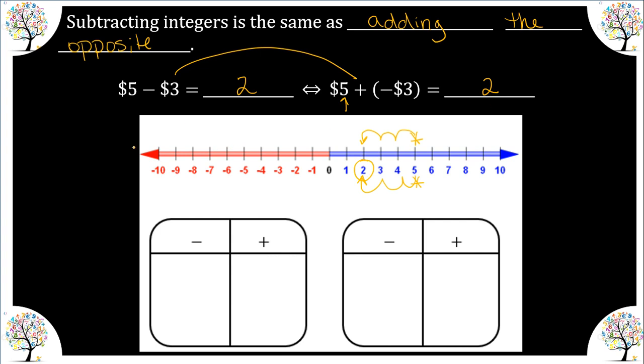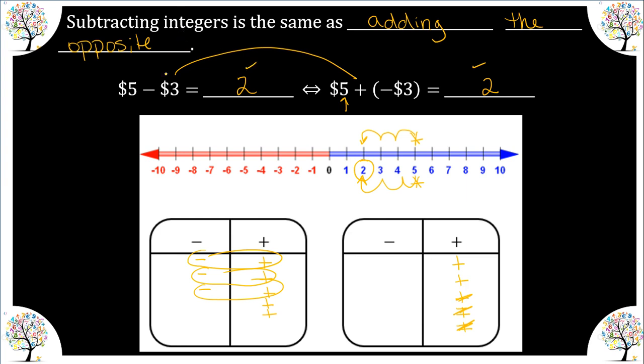Another way we can look at this is if we have 5 positives and we add 3 negatives, we have 3 pairs of zeros and we have 2 positives left. Or if we just take the problem as it is and we have 5 positives and we take away 3, we have 2 positives left.